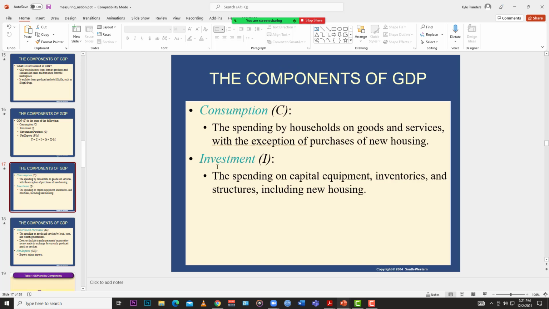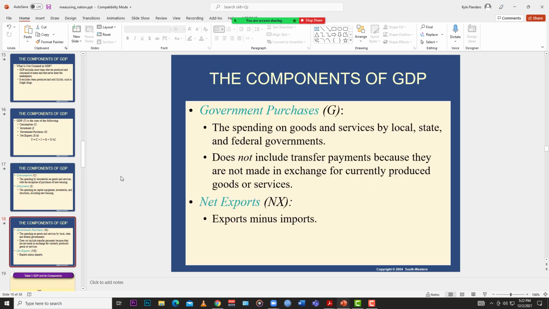So the I in the formula stands for investment, and that's basically spending on capital equipment, inventory and structures, including new houses. So that's investment. And normally that comes from the side of businesses or firms. Firms are normally the ones who lead the investment charge. So I means investment. Then we have G, which stands for government spending.